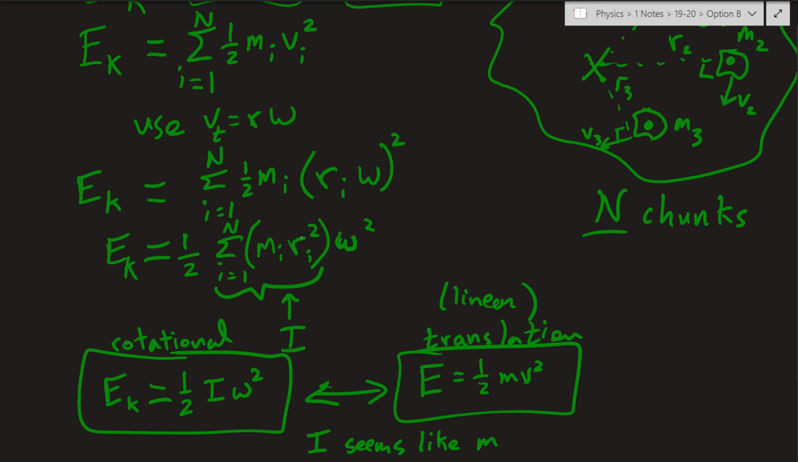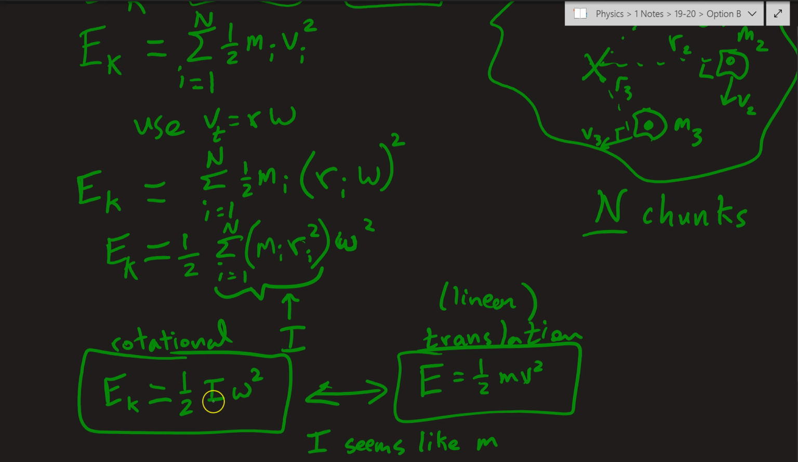So in doing this sum, if the location of each little chunk is farther away from the axis of rotation, then the ri values will be large. And you'll end up with a larger value for the sum, and you'll end up with a larger value for I. If instead, when you're doing this sum, the ri values are all kind of small, that means the majority of the mass is located closer to the axis of rotation. That means I will be smaller.